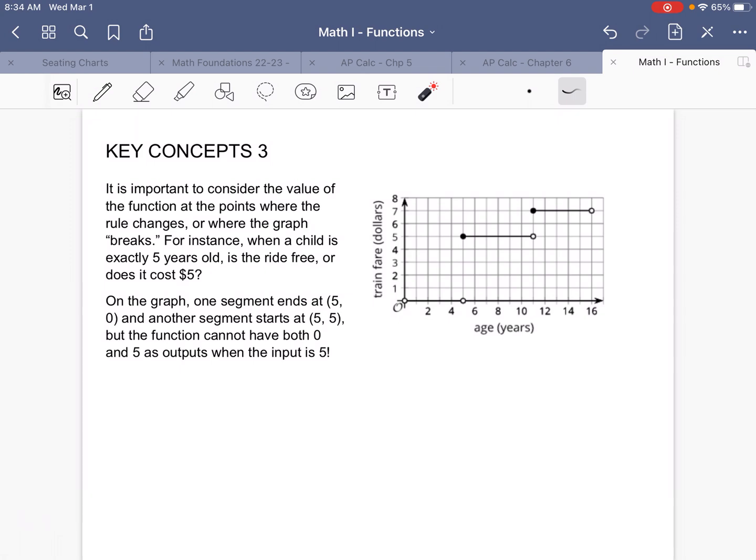It's important to consider the value of the function at the points where the rule changes or where the graph breaks. Like I said, at 5 years old, we're not free anymore. We jump up to the next level. At 11 years old, it's not $5 anymore. We have to jump up to the next level. And then again, here at 16, it's not $7 anymore. You probably have to jump up to the adult price after that.